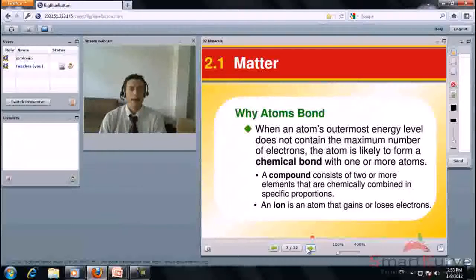And that's why these elements are always going to be combined in the same proportion. Oxygen will never bond with 3 hydrogen atoms. It will never bond with 1 hydrogen atom. It's always going to bond with 2 to form a water molecule.